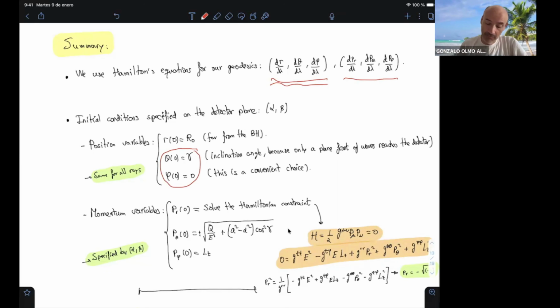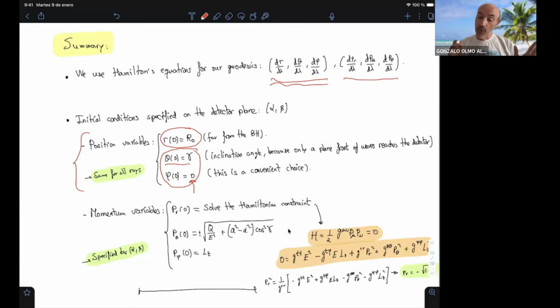And that direction is, by definition, that the azimuthal angle is 0, could be anything, okay, but just some constant. And the polar angle is the inclination of observation, okay? These are fixed. And the distance from the center of the black hole to the center of the detector, okay? So these initial conditions for the position variables are the same for all photons, okay? We don't need to worry, the detector is just there. So that's the direction and distance of the detector. So that is fixed for all photons.